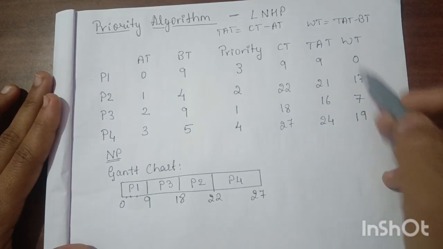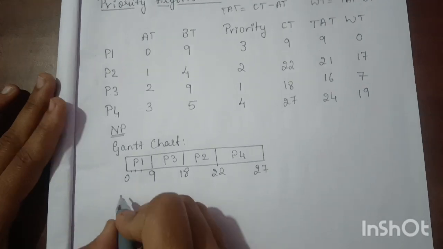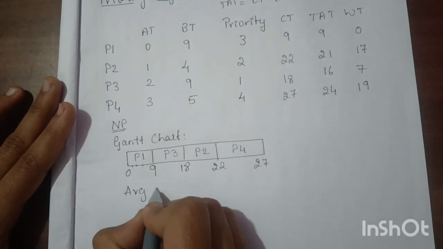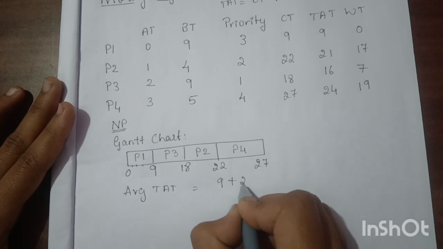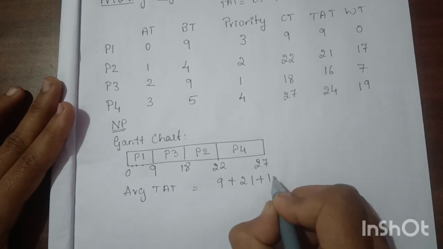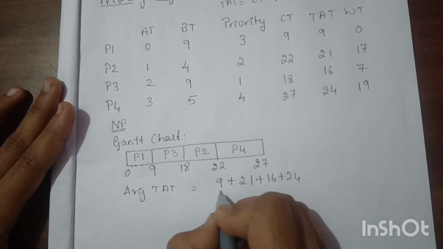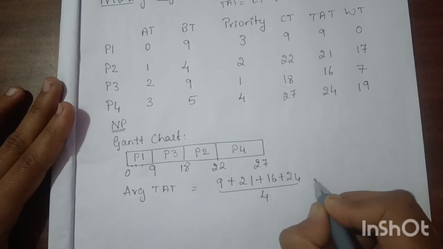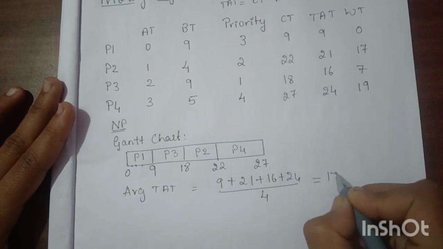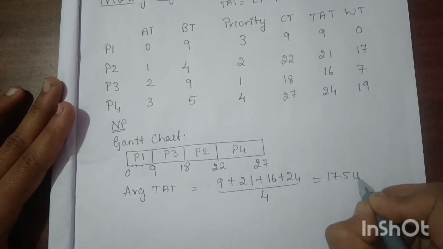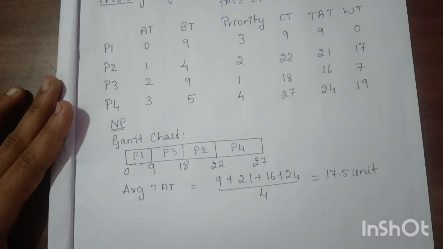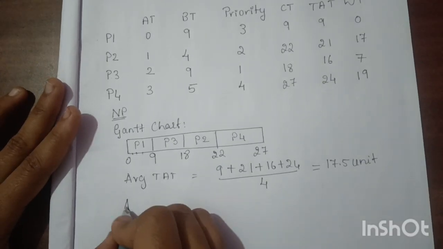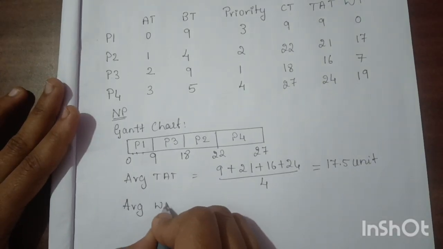Okay, so this will make your waiting time. To calculate average turnaround time, now it's simple. You know how to calculate the average: add and divide by the number of processes, that is divided by 4. So you get something around 17.5. Again, I'm keeping this as unit, though, because it is not mentioned whether it is in milliseconds or seconds. Next we have average waiting time.